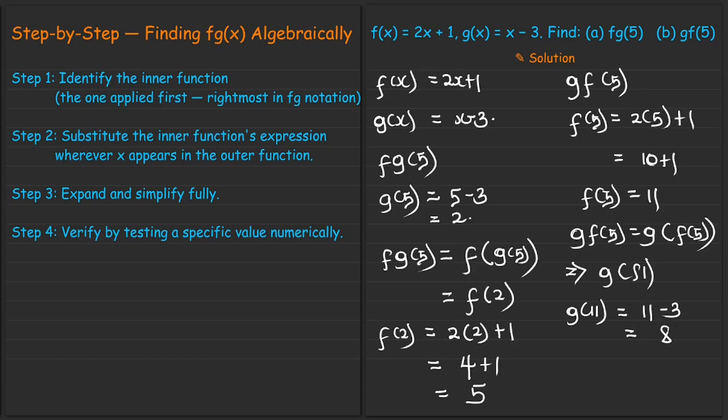So what have we done? It simply means f of g of 5 is 5, and g of f of 5 is 8. And you can see they are different. This is to tell you the essence of order. As we evaluated g first and then substituted it into f, we see our answer. As we substituted f of 5 first into our g, we also saw our answer.